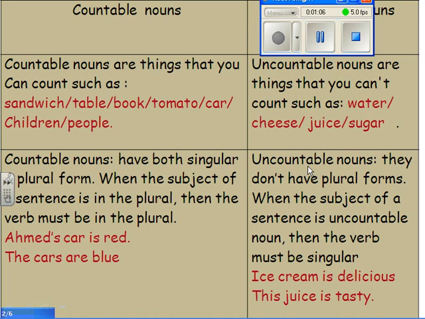Uncountable nouns, they don't have plural forms. When the subject of a sentence is an uncountable noun, then the verb must be singular. Ice cream is delicious. Here, ice cream is uncountable. So we use with it is. The verb is singular. This juice is tasty. Juice is uncountable. So the verb must be singular, is.